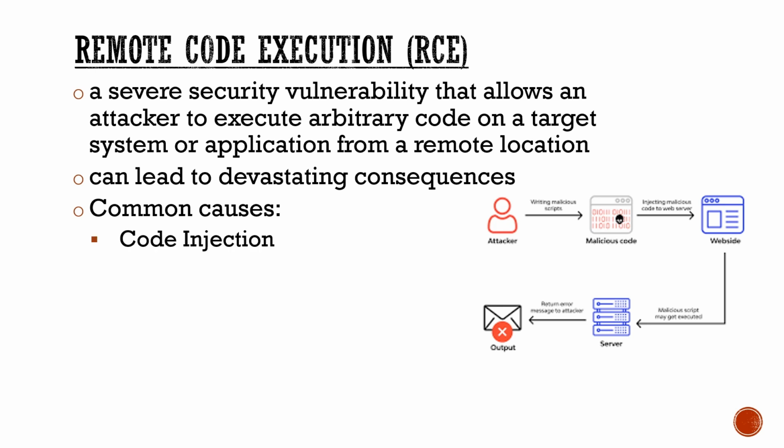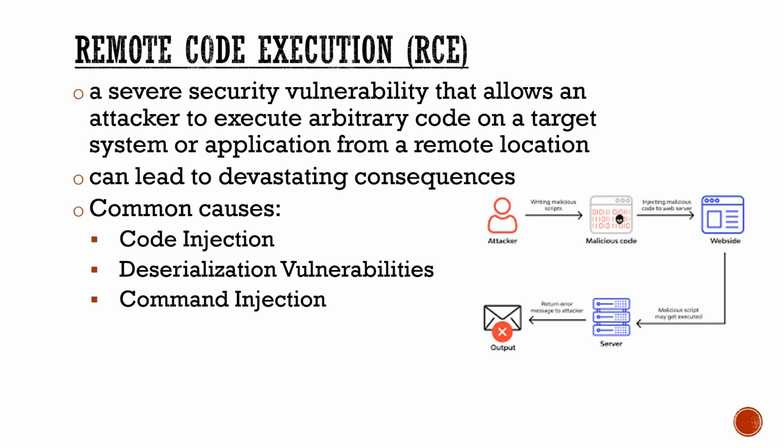Common causes of RCE vulnerabilities include code injection, wherein attackers inject malicious code such as shellcode or operating system commands into input fields or parameters that are not properly validated by the application. Deserialization vulnerabilities: some programming languages and frameworks allow objects to be serialized into data and then deserialized back into objects. If the deserialization process is not properly secured, it can lead to RCE if maliciously crafted data is deserialized.